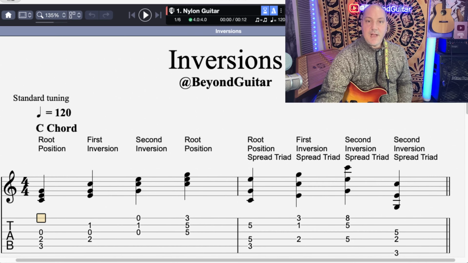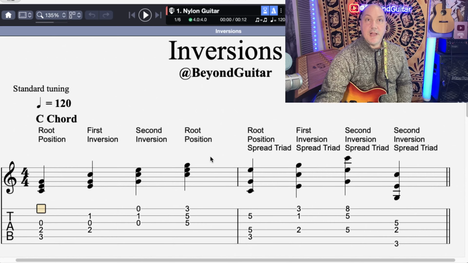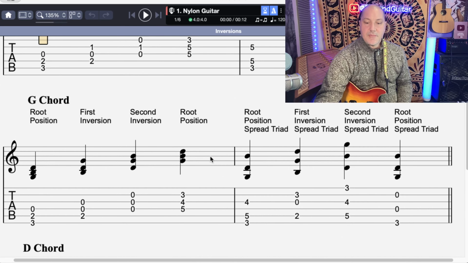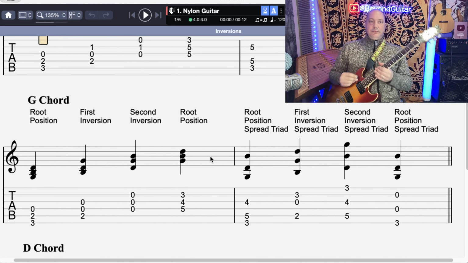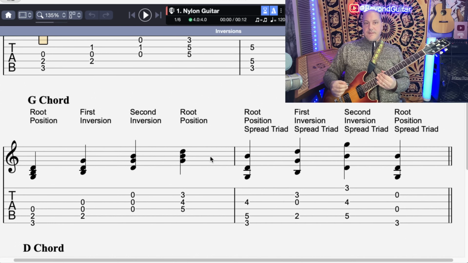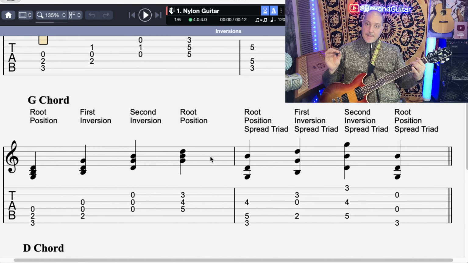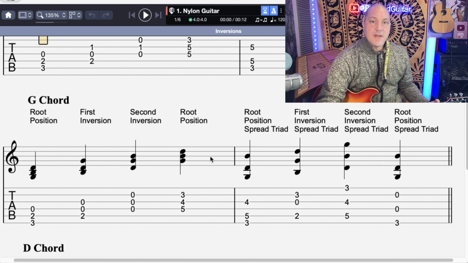So the next chord that we're going to play is a G chord. Here it is. Okay, for your G chord, you have a G. Then there's a B. And then there's a D. G, B, D. We're looking at a G and a B and a D. G, B, D. Look at that nice symmetrical chord.